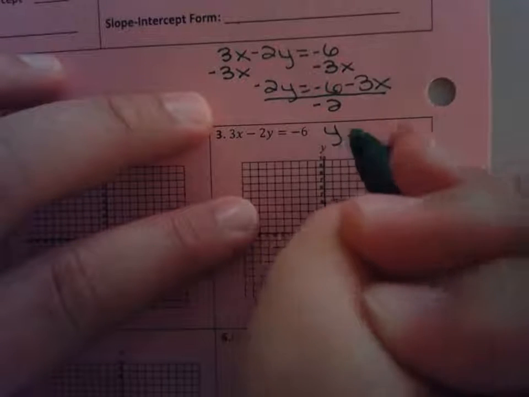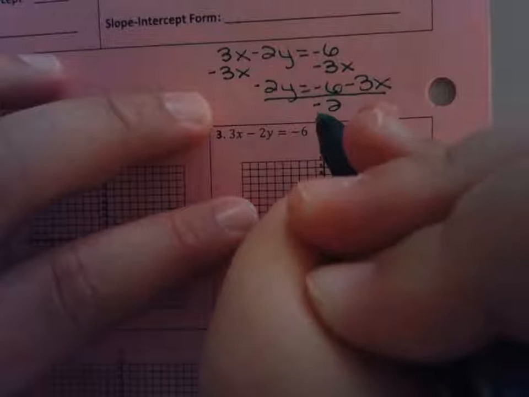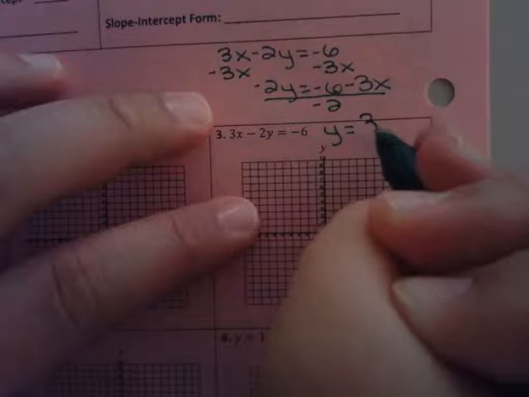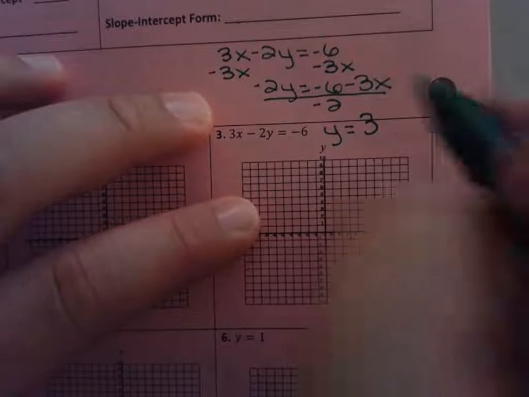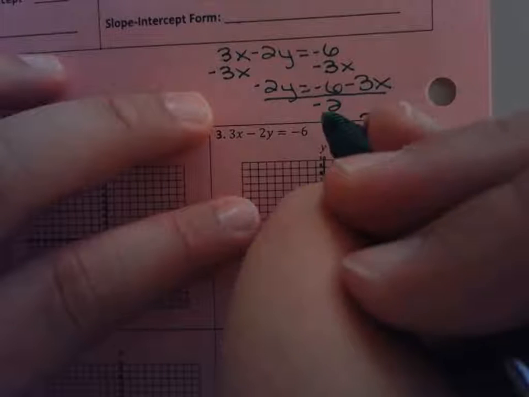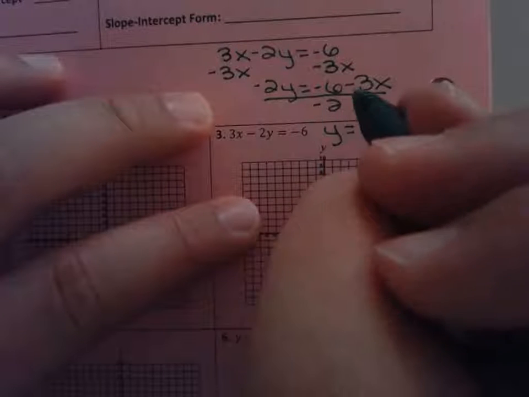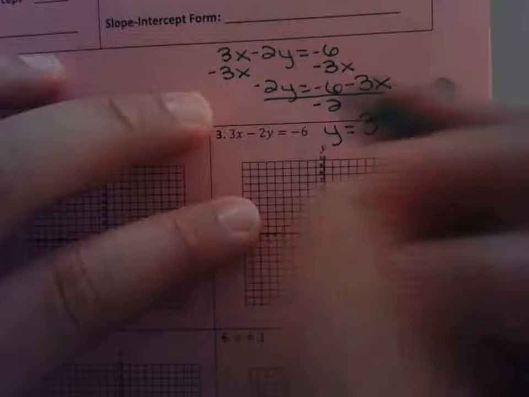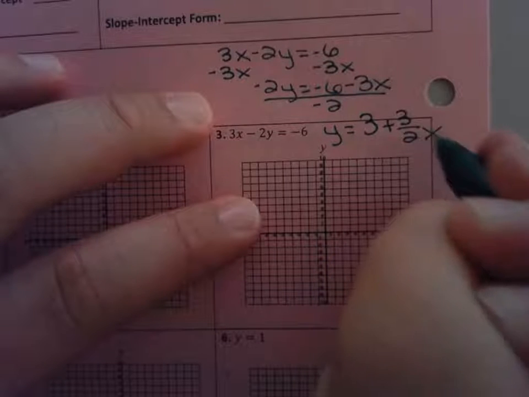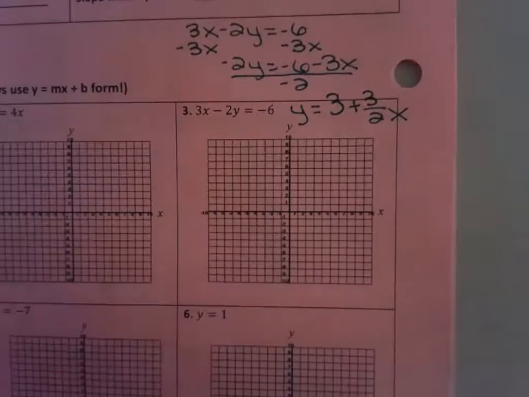So y equals negative 6 divided by negative 2. Negative 6 divided by negative 2, positive 3. Negative 3 divided by negative 2. Can I actually divide those? No. And I have a negative over a negative, so that becomes a positive 3/2 x.